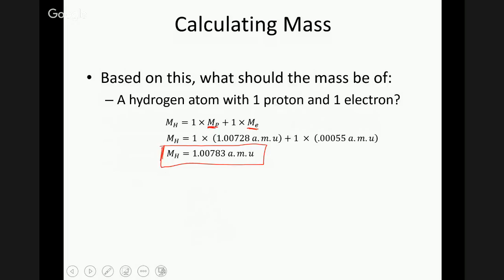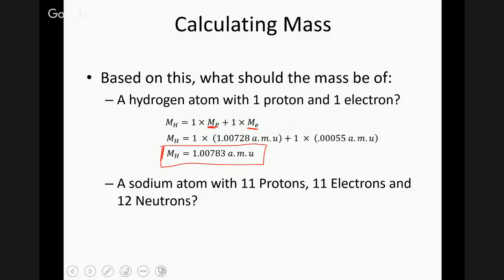Now, I've also asked you to calculate the mass of a sodium atom, this one with 11 protons, 11 electrons, and 12 neutrons. If you want to take a minute, pause this video and see if you can work it out yourself. See if you can figure out what the mass should be.